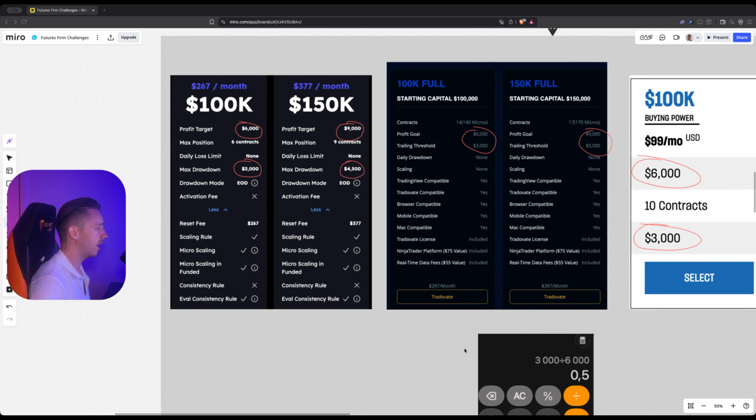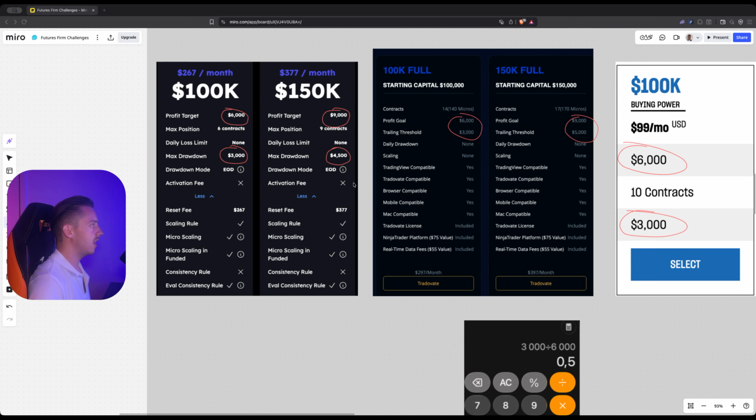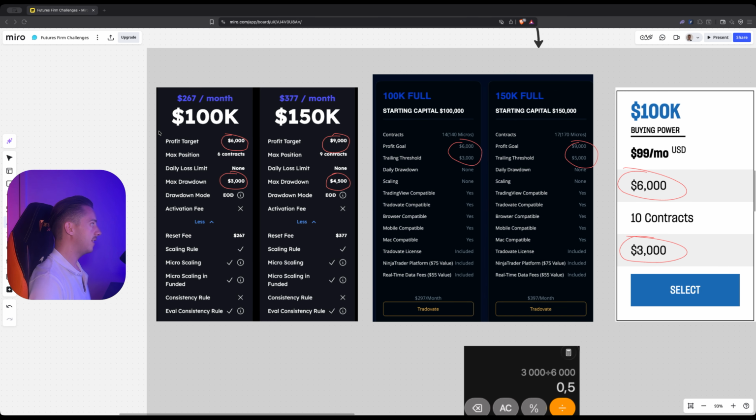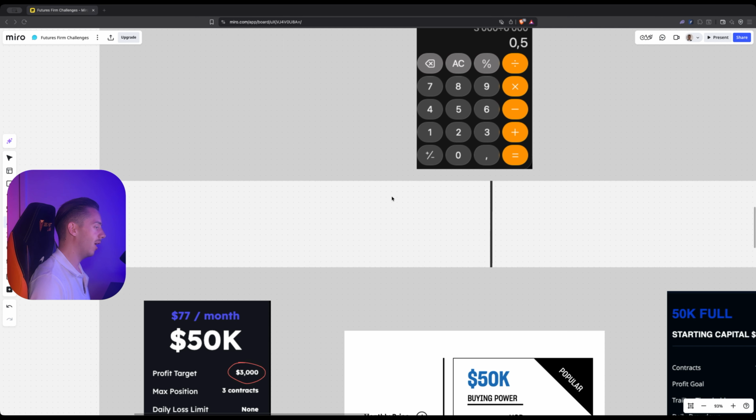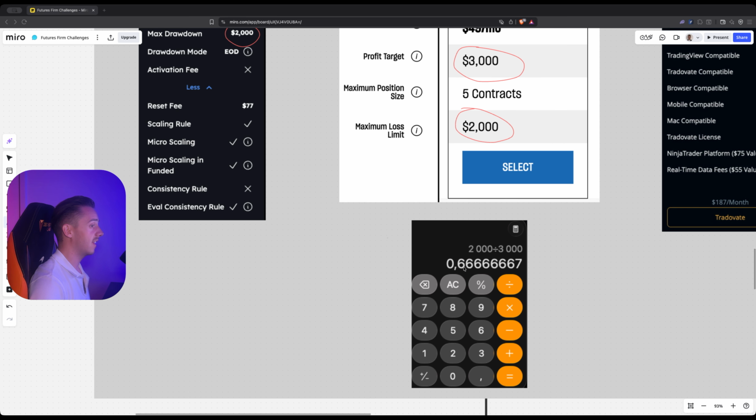That's kind of good. Well, yes, but there's a reason why you don't see all these trading influencers and people trading futures. There's a reason they don't trade 100Ks or even 150Ks. There's a reason why they trade the 50Ks. And that reason is simply because this has a higher drawdown to profit target ratio.